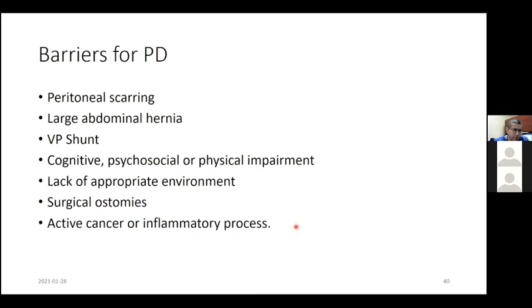And obviously, if the patient has active cancer or an inflammatory process, you don't want to put in a PD catheter immediately, because cancer itself is going to be a determinant for how much longer the patient lives, whether it can be treatable or not.